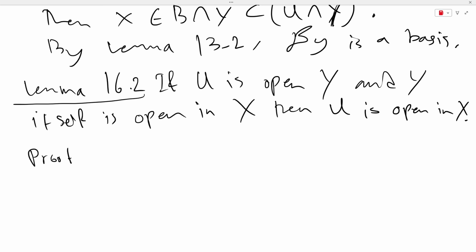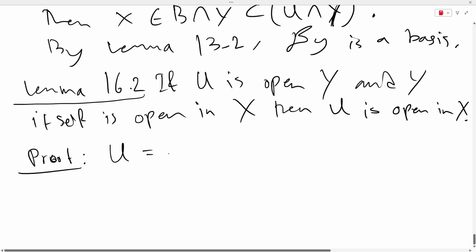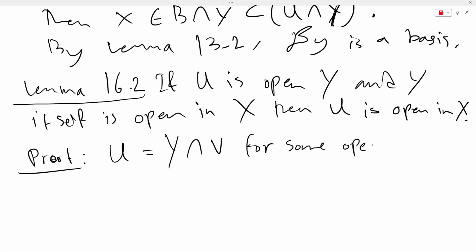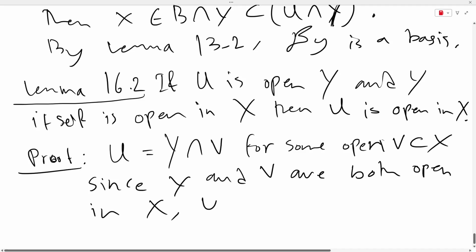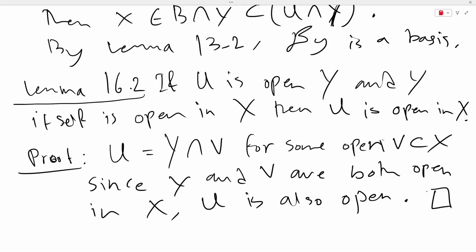So here's the proof. Say U is Y intersect V for some open set V in X. Since Y and V are both open in X, U is also open. This is by the properties of a topology.